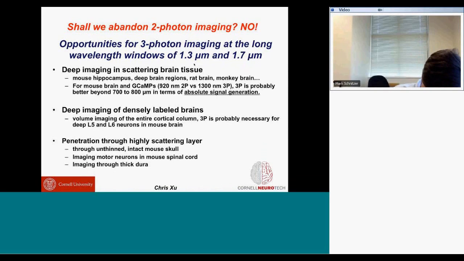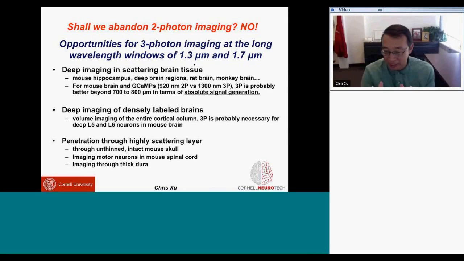But on the other hand, you still always have this issue about the contrast, right? If you go to hippocampus, we roughly go about 5 scattering lengths. That's roughly the depth we're talking about, even at 1300 nanometer. And if you look at 2-photon excitation, if you have densely labeled samples, that's almost reaching the absolute limit of 2-photon.